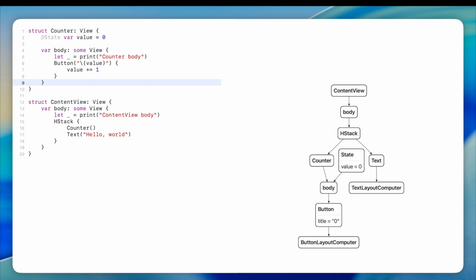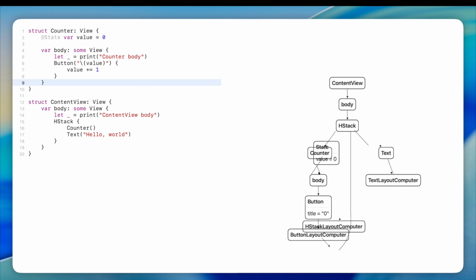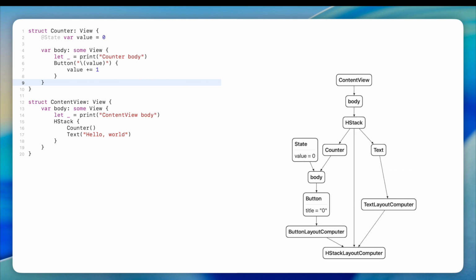The text has a layout computer as well, and the h tag also has a layout computer. And then the layout computer of the h tag is actually dependent on both the button and the text. So it's dependent on the button and it's dependent on the text. And now it makes a little bit more sense how this could work, right? So if we were to invalidate the state node, for example, that would mean the state is invalid, the body, the button layout computer, and that triggers a redraw or it marks the layout computer of the h tag as invalid. And then whenever that value is requested, it actually recomputes everything as needed.